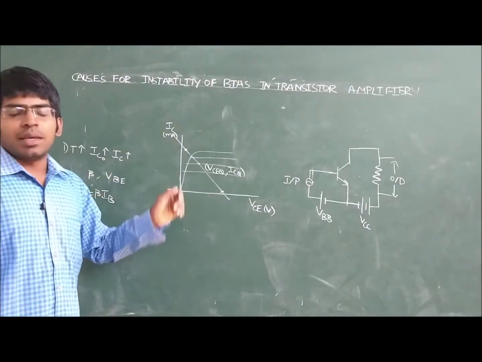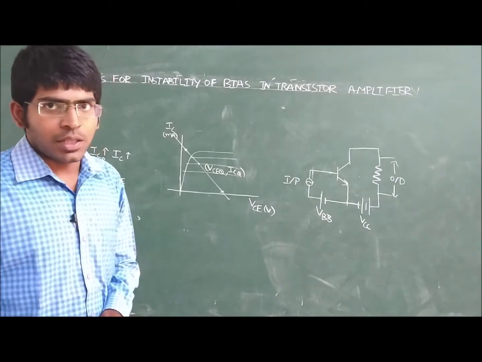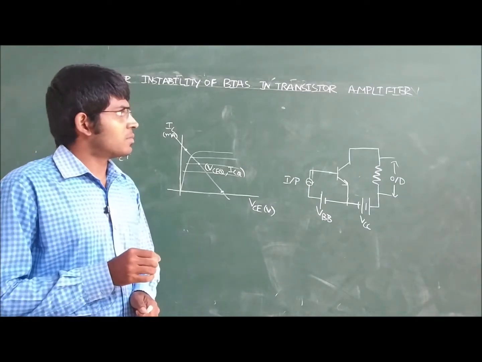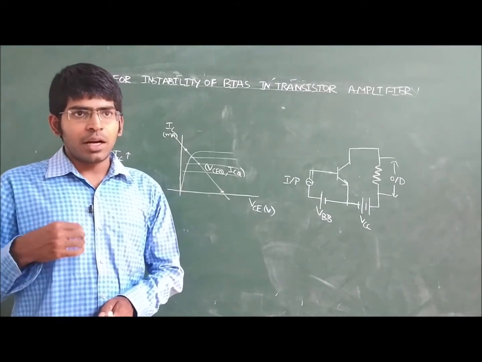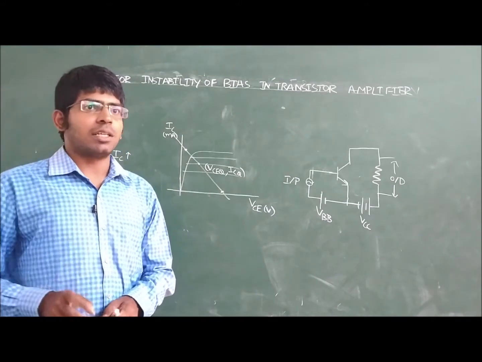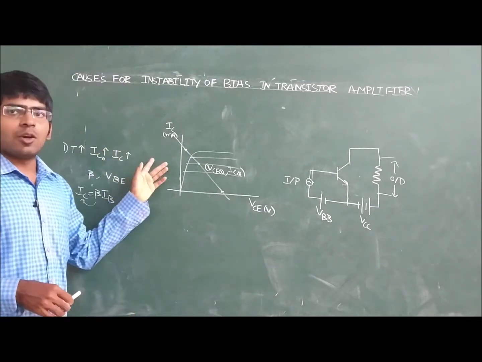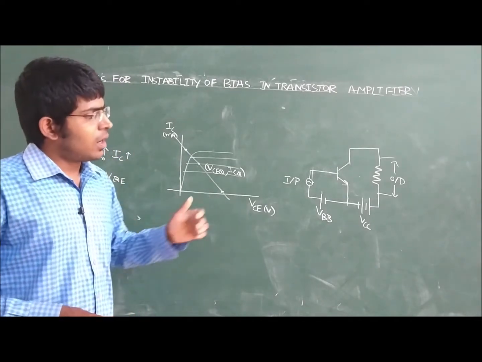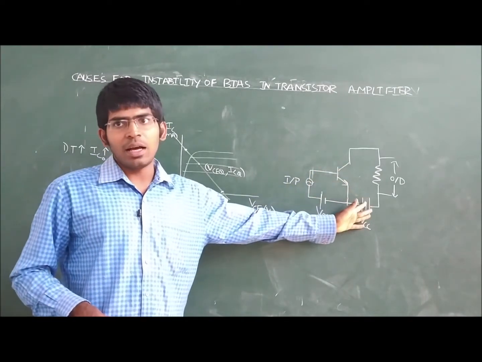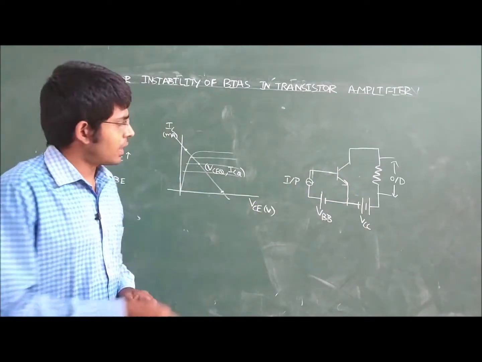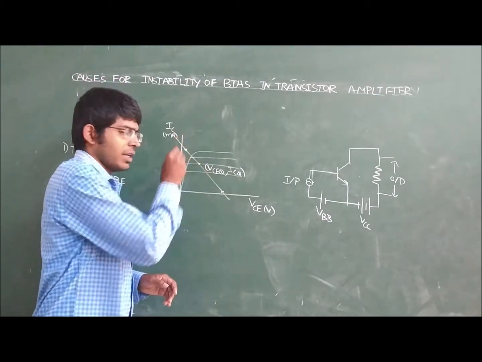Now we are discussing what are the causes for the instability of amplification. Why the transistor is not able to amplify in all circumstances. If we go to the basic, why the transistor is amplifying the signal? Because it is operating in the active region. The operating point is fixed here.